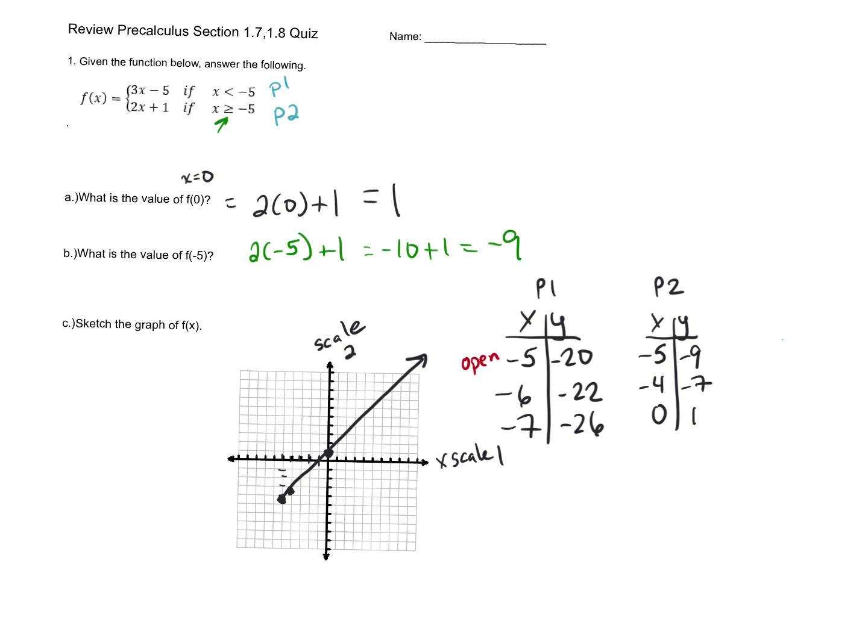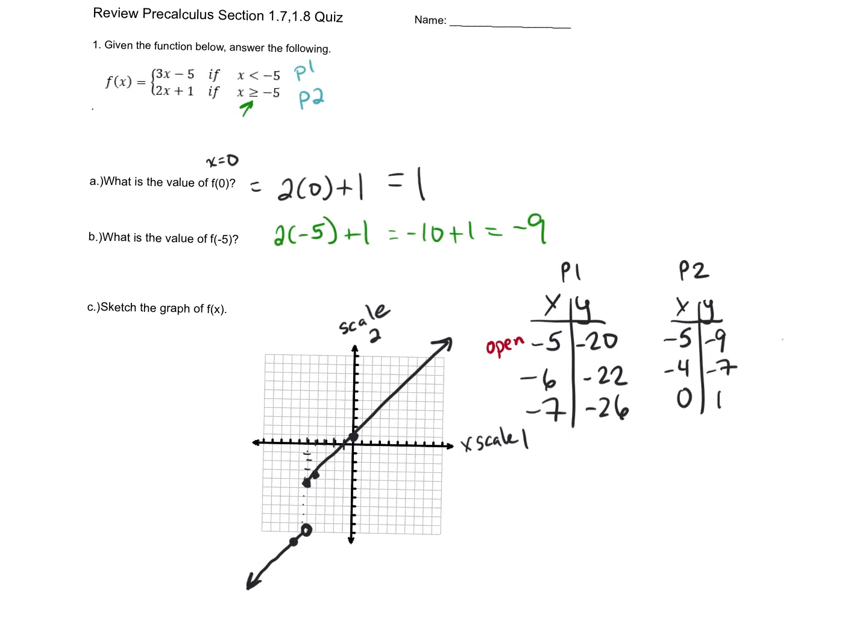Now piece 1, same idea. We're going to do negative 5, negative 20. So 2, 4, 6, 8, 10, 12, 14, 16, 18. So negative 20 is way down here. And then negative 6 is negative 22, so it's going to look like this. So you just make a table for each part, plug in the values, and get your graph.